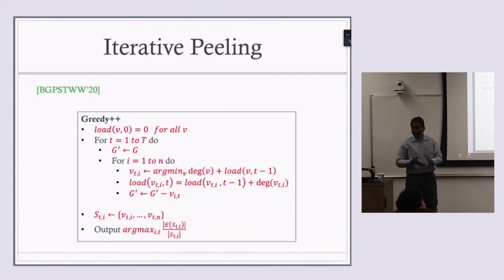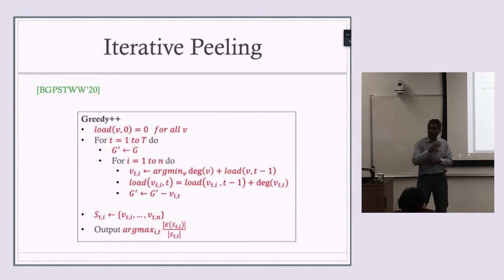In the next iteration, it does something a little different. How does it do something different? It maintains some notion of a load on a vertex. Initially, all the loads are 0. All the vertices have no load, right? Because you've done nothing. And the first iteration is a greedy algorithm.